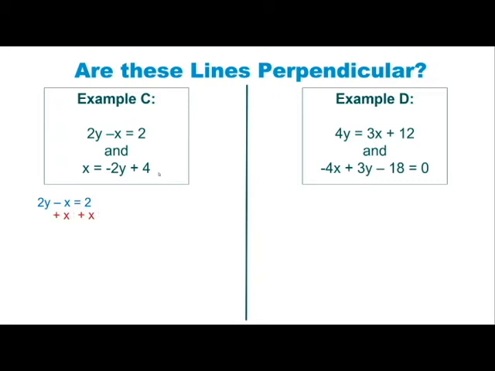If I want it in slope-intercept form, I've got to move that x. Notice that a negative x and a positive x make a 0. That leaves me with 2y equals x plus 2. I still have to get rid of that times 2, so I divide both sides by 2. Be sure to divide everything by 2. This is a 1x, so now it's 1/2. 2 divided by 2 makes 1. Notice that your slope is 1/2.